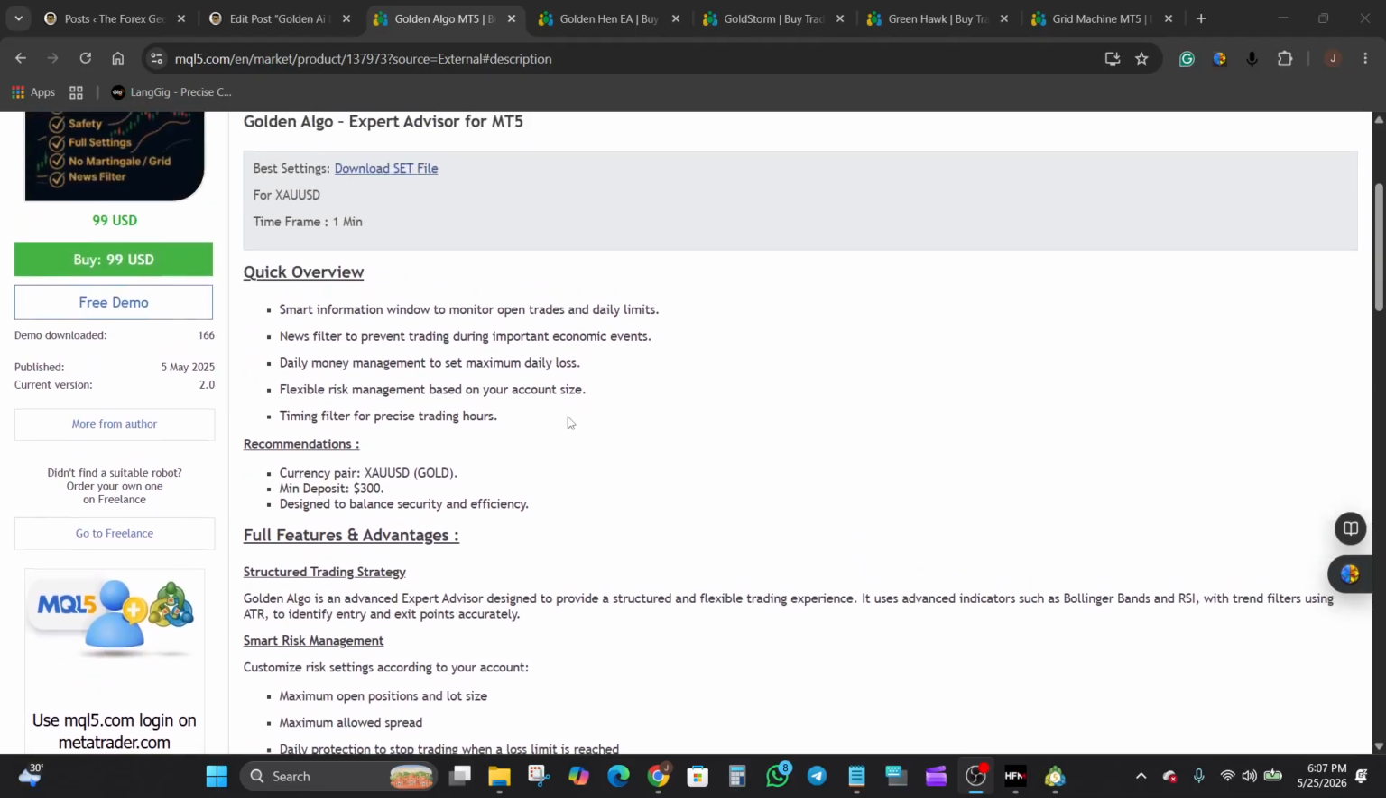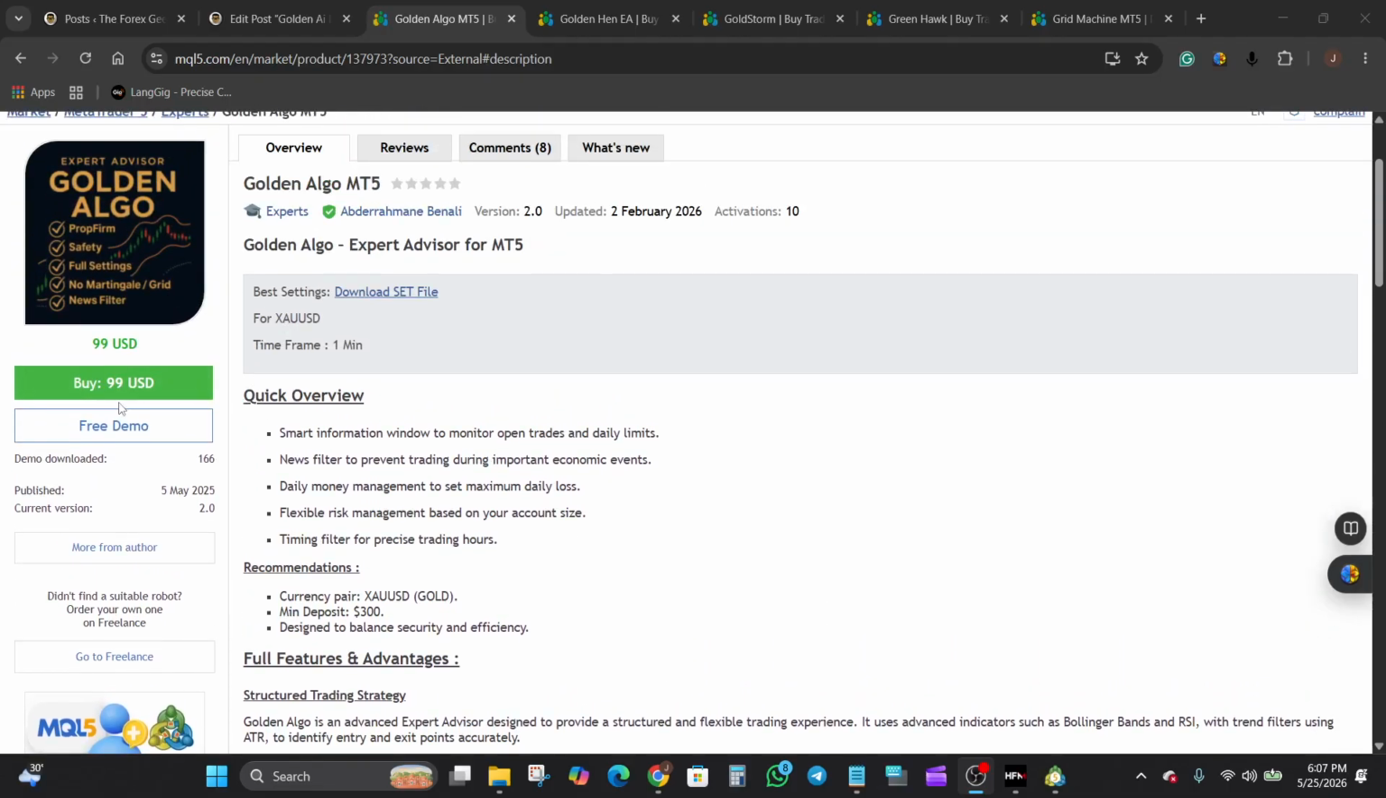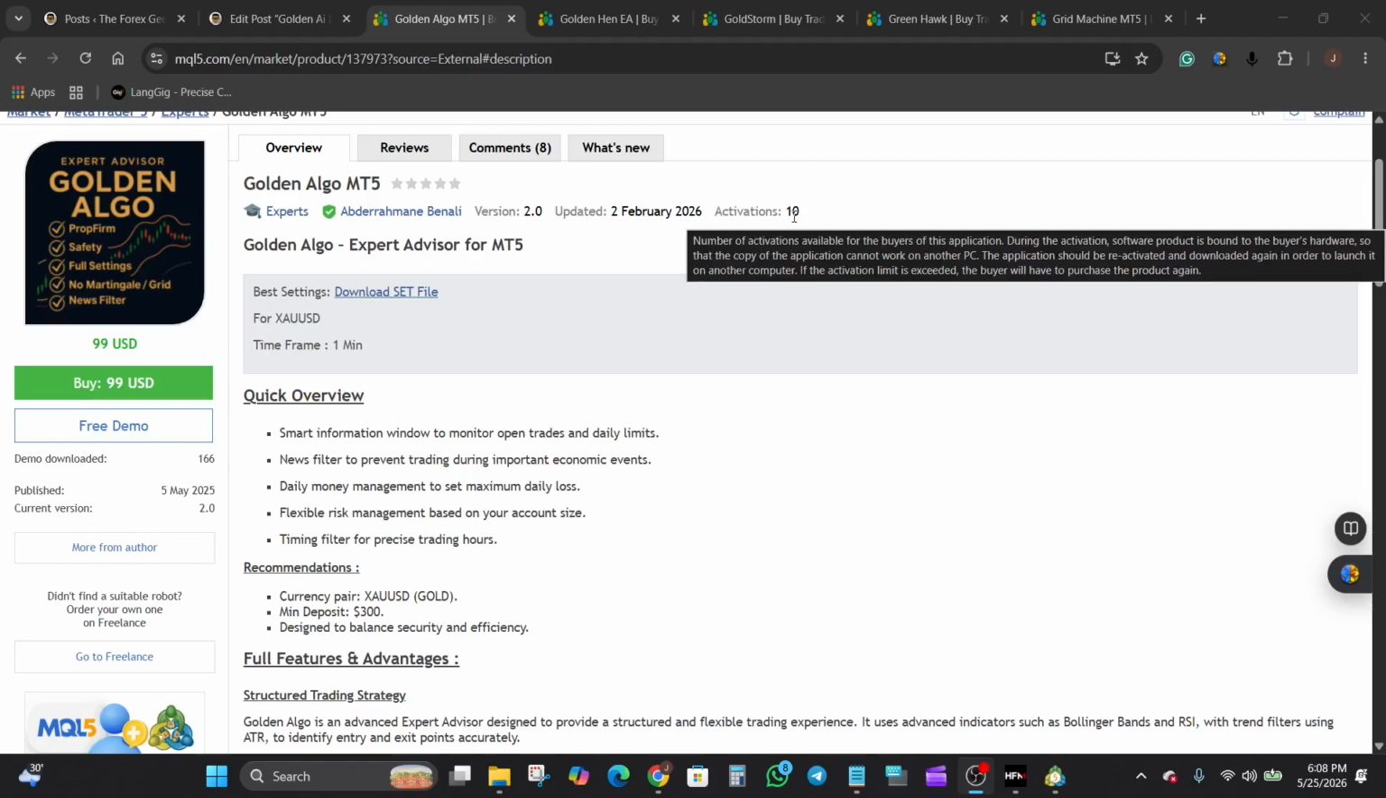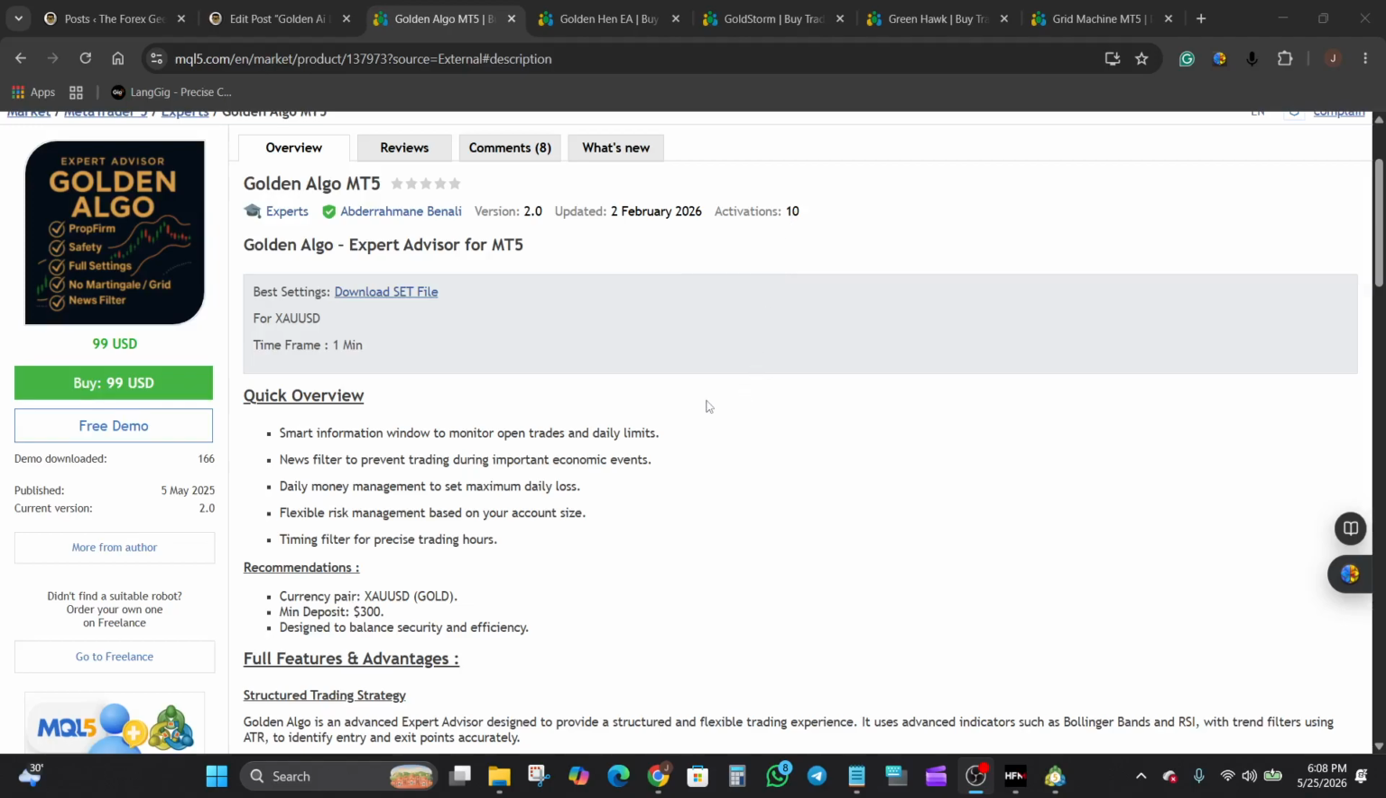Now the EA is priced at 99 US dollars, and it shows around 10 activations, which means it's already been used across multiple accounts on the marketplace. The latest version here is 2.0, updated in February 2026.